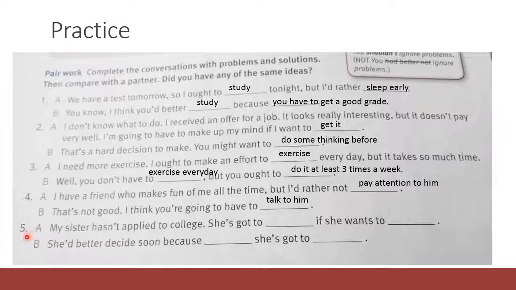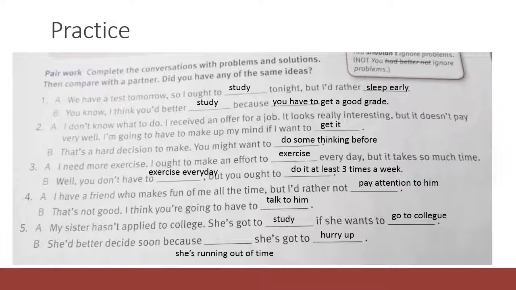And last one, number five: my sister hasn't applied to college. She's got to study if she wants to go to college. B answers she'd better decide soon because she's running out of time. She's got to hurry up. So here in this exercise, we're using some ideas of our own, but we are going to check also the grammar structures that we just learned to talk about advice, necessity, and preference.